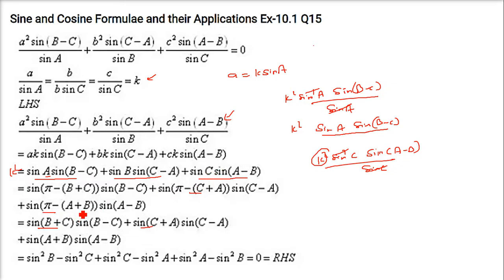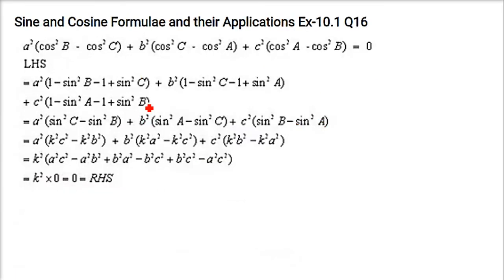Now sine 180 minus theta, or sine pi minus theta, is sine theta only. So you can write just sine A plus B. So what do you get? Sine B plus C, sine B minus C, sine square B minus sine square C. Sine C plus A into sine C minus A, sine square C minus sine square A. And here sine square A minus sine square B. So all these cancel, the B, C and A. So you get a 0 here.